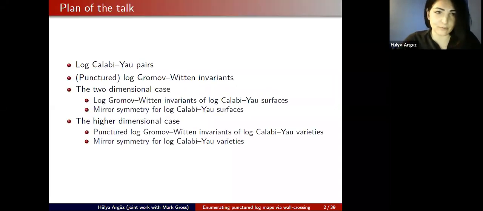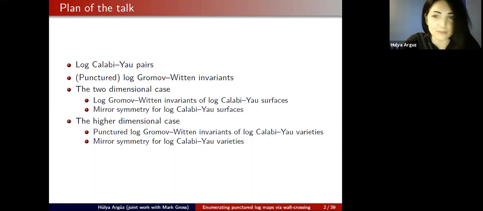The plan of my talk is as follows. I'll tell you a little bit about local Calabi-Yau pairs and then of log Gromov-Witten and punctured log Gromov-Witten invariants of Abramovich-Chen-Gross-Siebert. I see that Abramovich is here. I'm very, very happy about that.